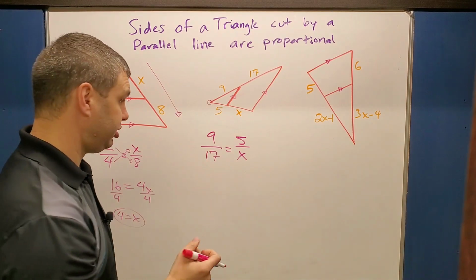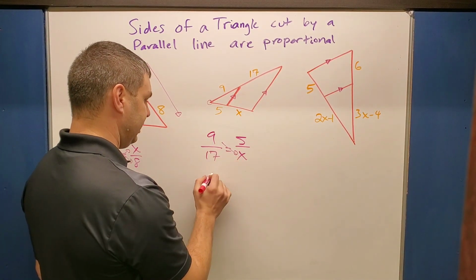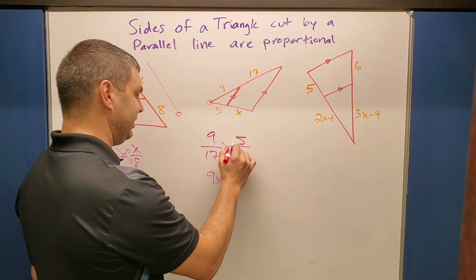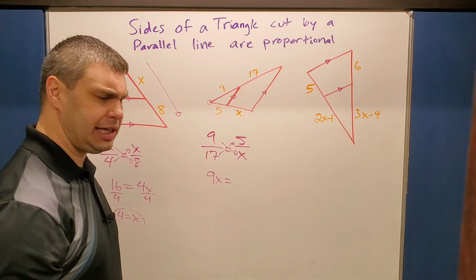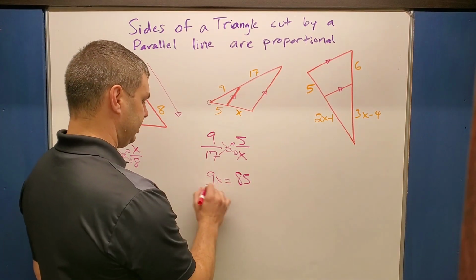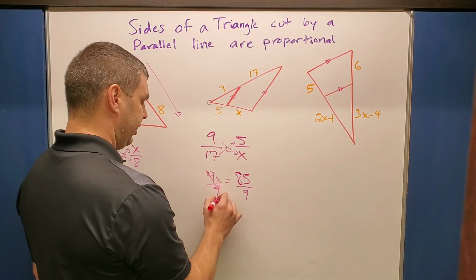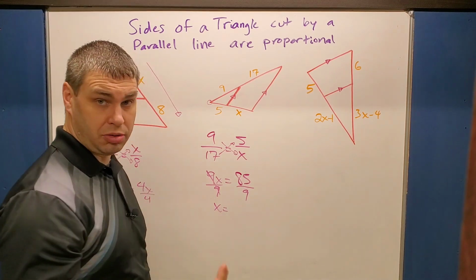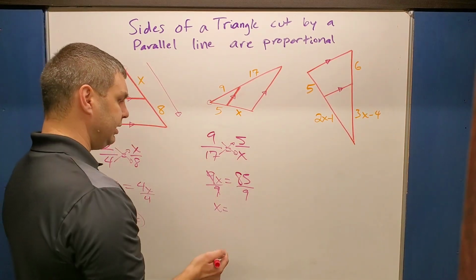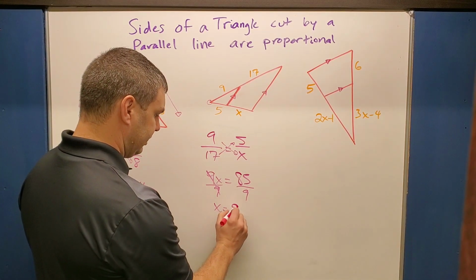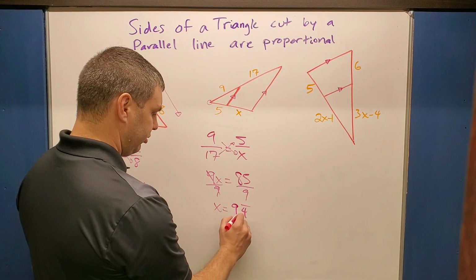Again, we can set up a proportion to cross multiply, and I'm going to get 9x equals 17 times 5 is 85. All right, and again, do a little bit of division. Now, this one, our answer is not going to turn out to be a whole number, and that's okay, because 85 divided by 9 is 9.4 repeating.